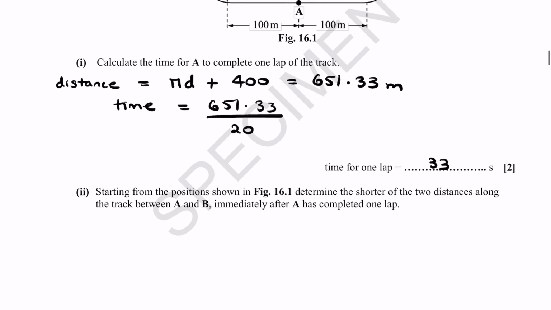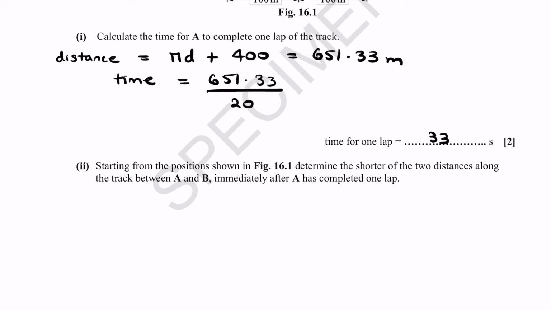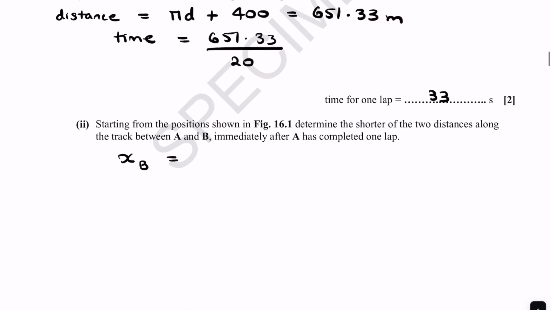So we need to figure out, with the given time that A completes one lap, how far does B travel? So that is basically in those 33 seconds, how far does B actually travel? I'm just going to call it distance x of B, which is its speed, 23 meters per second, times the unrounded value, I think I had 32.6 seconds, which gives me 749.8 meters.